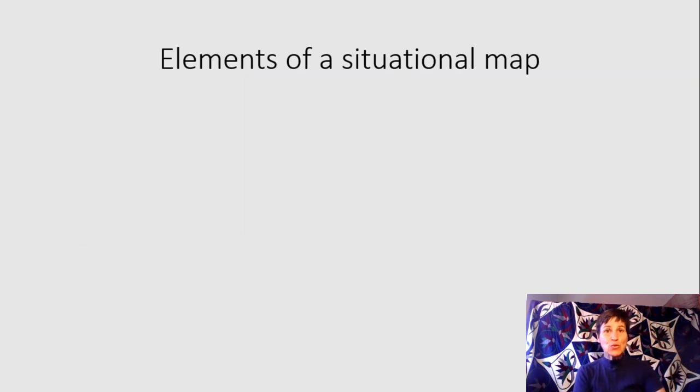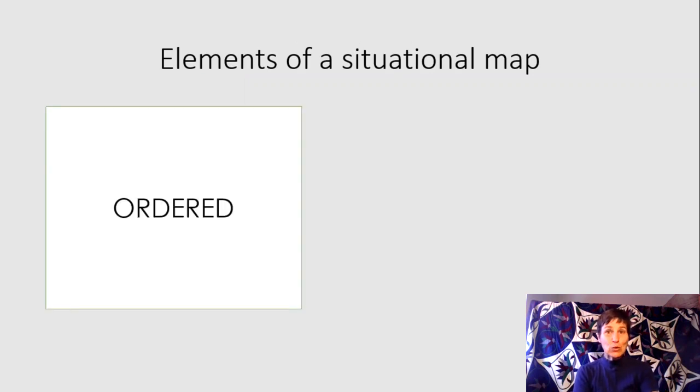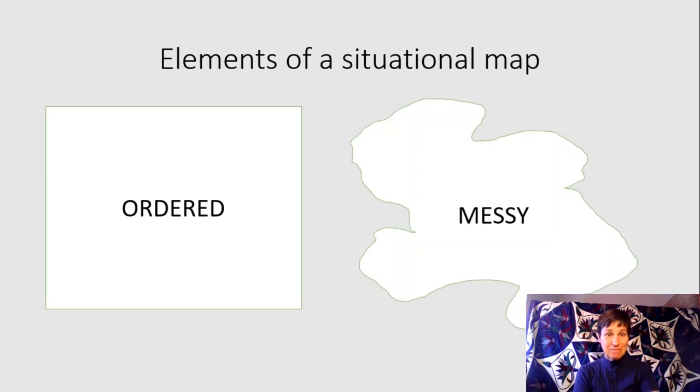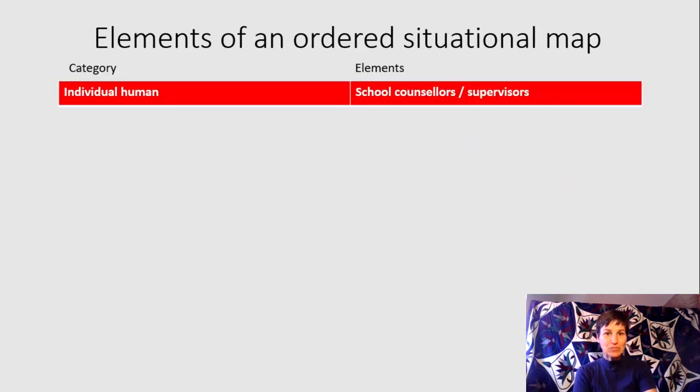Now, there are 2 sorts of situational maps, the ordered and the messy. And according to Adele Clark, the founder of situation analysis, these should include all the potentially analytical, pertinent human and non-human material and symbolic or discursive elements in a particular situation. So basically, put in everything you think matters. As this project unfolds, not all will remain of interest, but should be specified to start with.